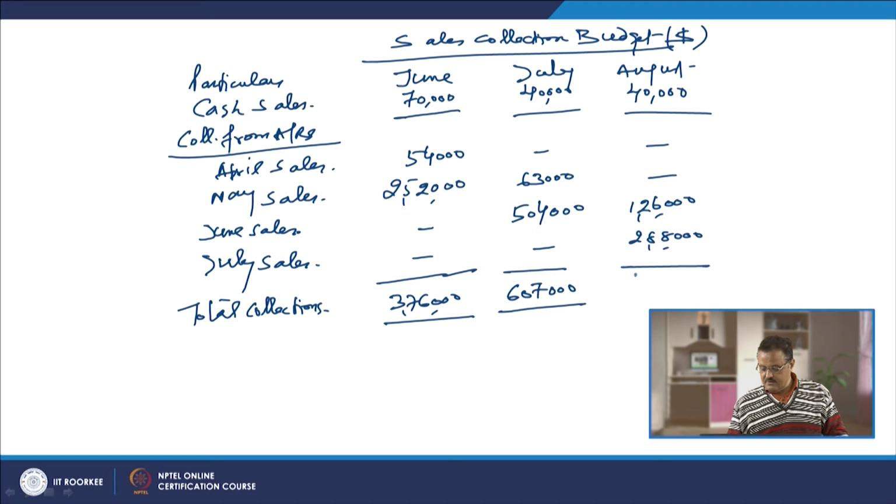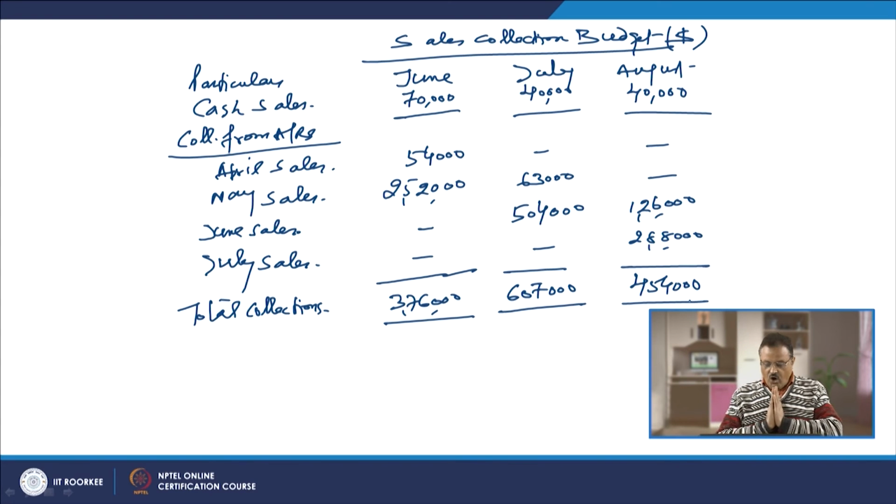In this month we are going to collect $607,000 of the sales, and in this month we are going to collect a total of $454,000 of the sales. So, total collections are going to be 376,000 in the month of June, 607,000 in the month of July, and 454,000 in the month of August.